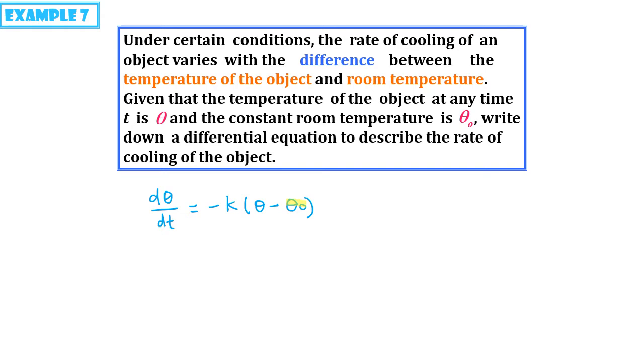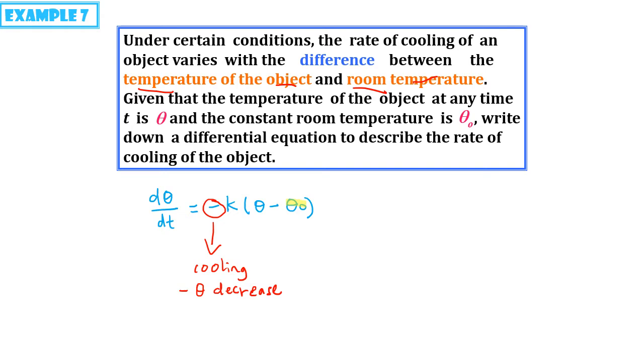Okay, because we have to consider the temperature of the object and also the room temperature. So theta naught here represents the room temperature. But before that, we notice that we have a negative at the front. Remember, the negative means it is cooling. Cooling means the temperature, that is theta, decreases. So let's say the initial temperature is 100, it is cooling down to 80 or 50. So the negative at k means cooling.